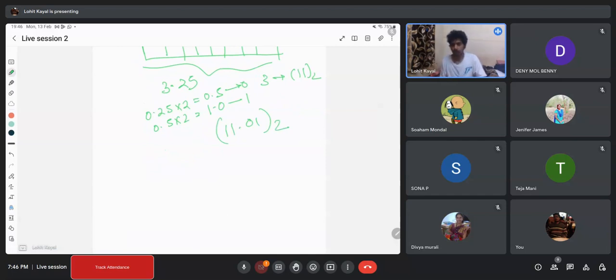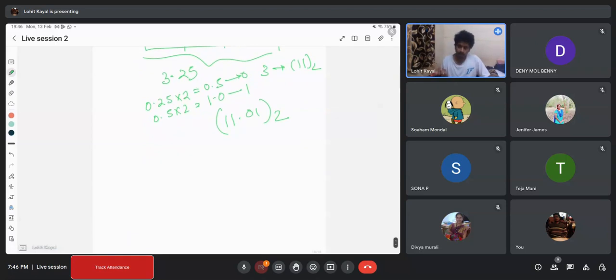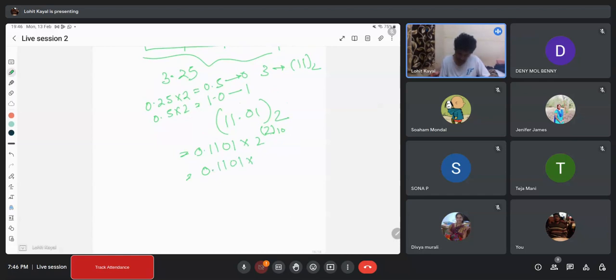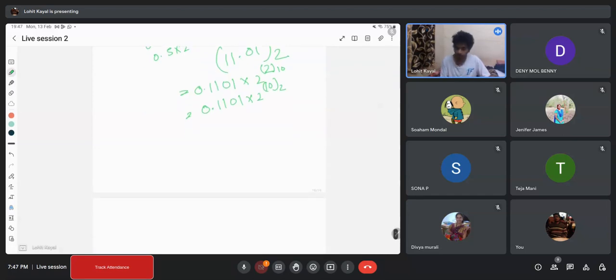All right. So the first step will be to go to the normalized form, that is 0.1101 into 2 to the power 2, where 2 is in the decimal basis. So we have to convert it to the binary basis, then it will be 1101 into 2 to the power 10 base 2. So in the 8 bits format, what will be the case?